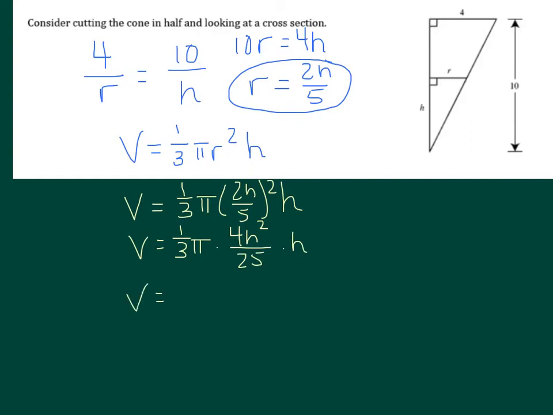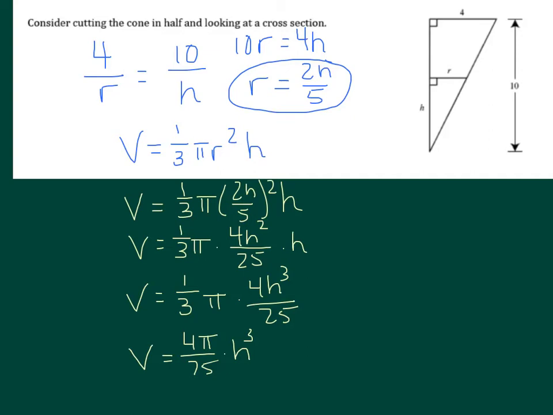So volume is equal to 1/3 pi times 4h cubed over 25. Again, trying to pull all of the non-variable stuff out in front. That would mean that volume is equal to 4 pi over 75 times h cubed. So again, I haven't taken and found a related rates equation yet. I've just gotten volume in terms of height for this particular cone.